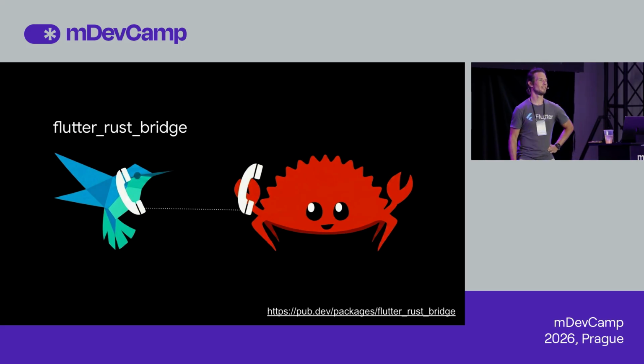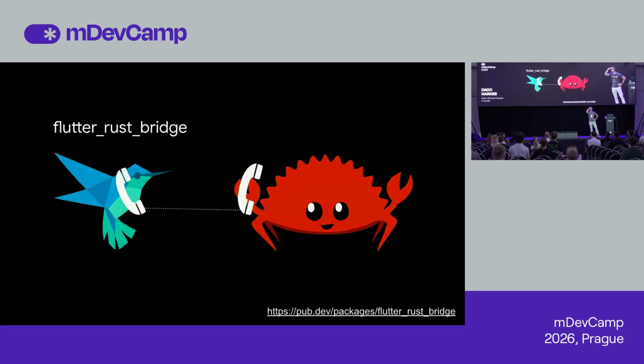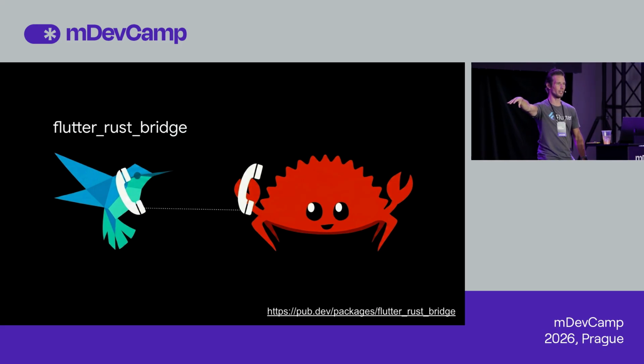Has anyone used this before? Hands? Okay, I see one hand. Two hands. So this is the Flutter Rust bridge. So the Dart FFI does interoperability with C code, but Rust is not C, but Rust can compile to the C calling convention, and then you can call Rust code. And this project is super active and has a lot of users, and it's super amazing.